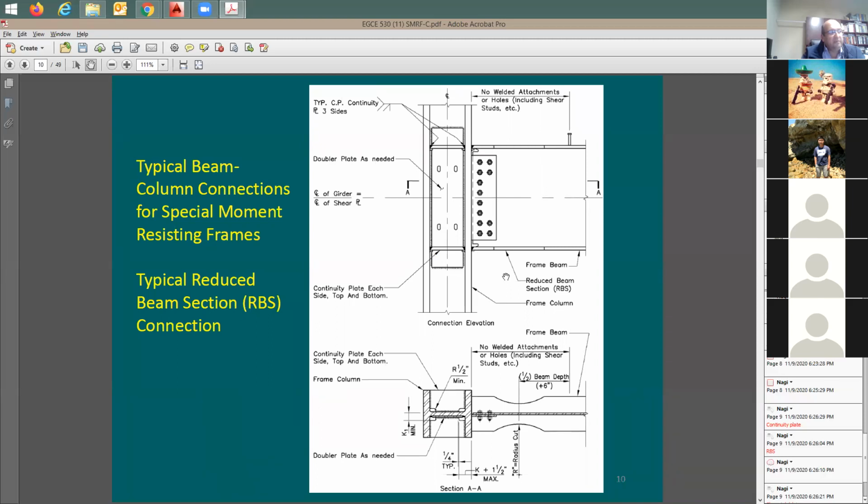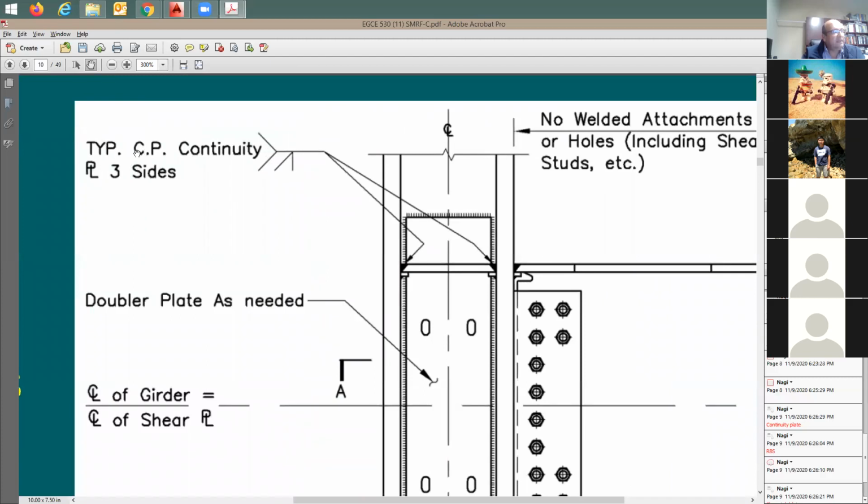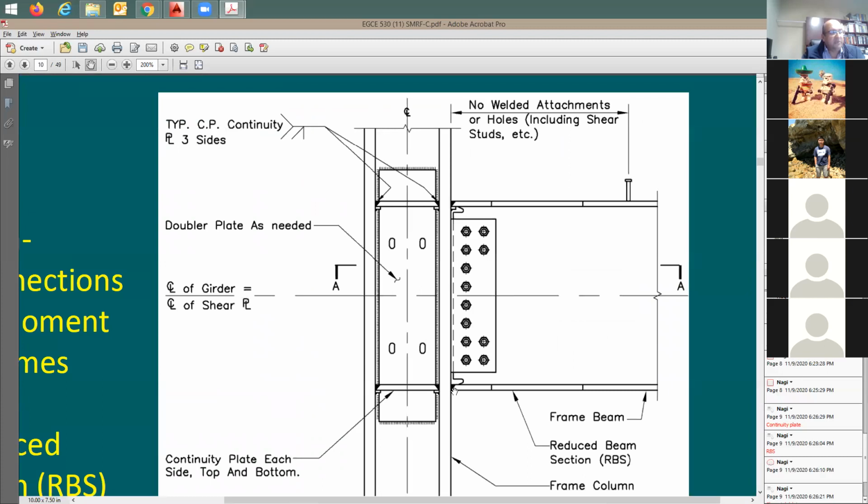Give me protected zone. In plan view, here's the RBS, the cut, the plate at the bottom, some bolts. This top here is going to be full pen. See this? It says typical CP, complete penetration continuity, right? It's the same thing. So you see the symbol for it. It's going to be like this black triangle. So this needs to be done this way.